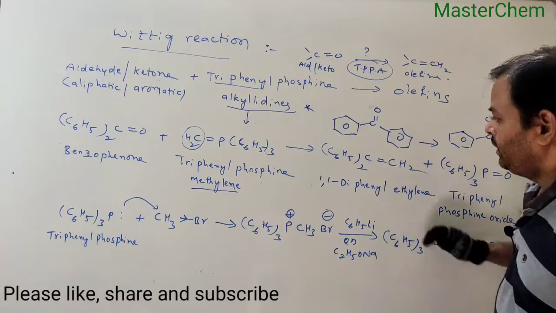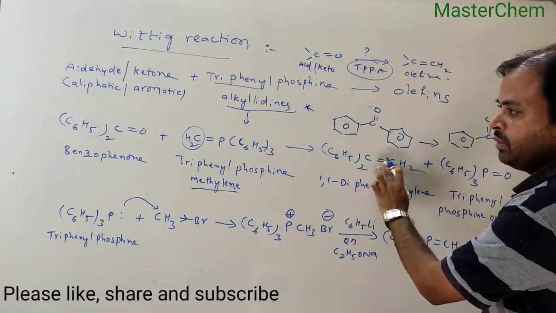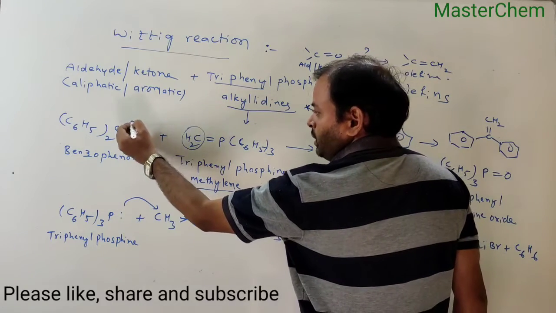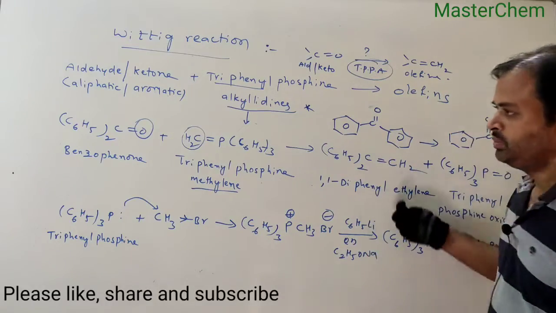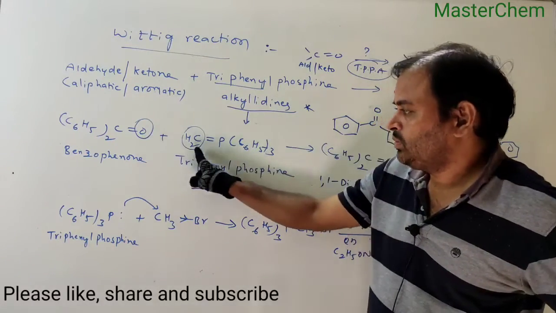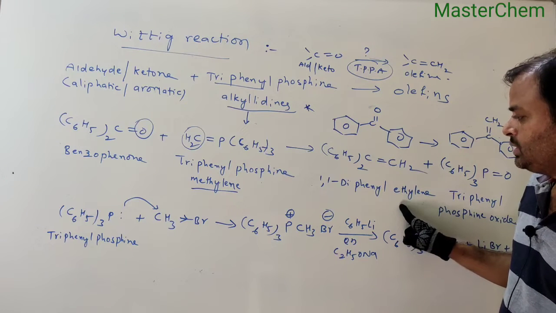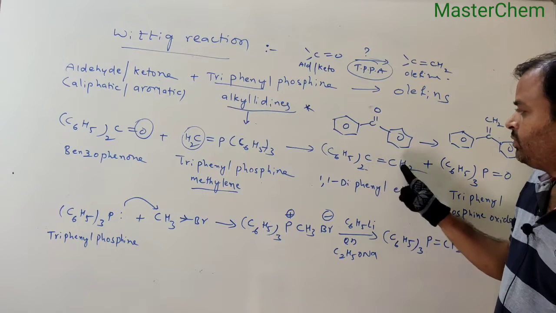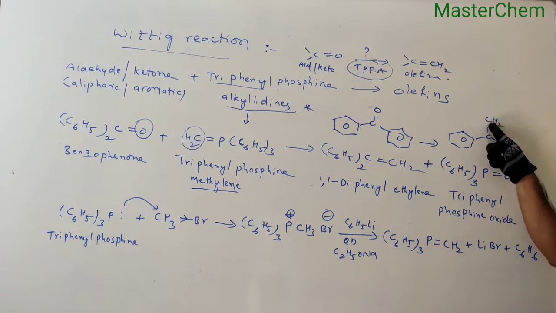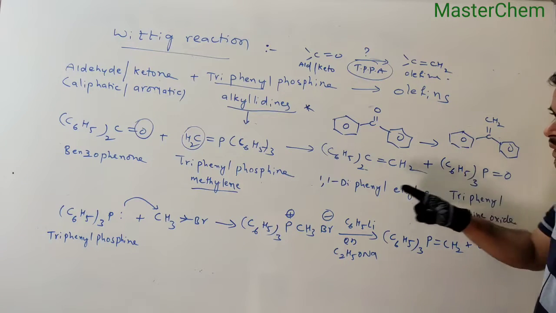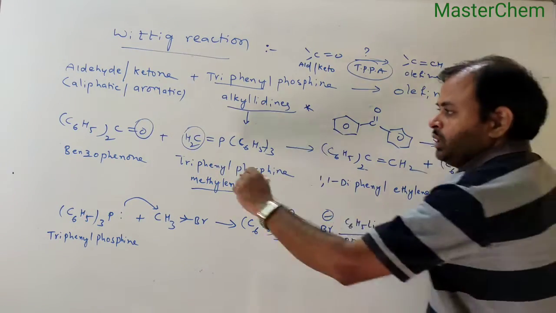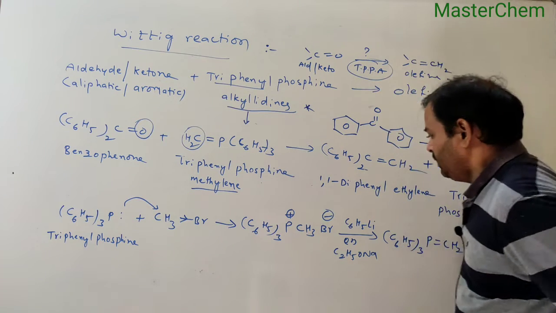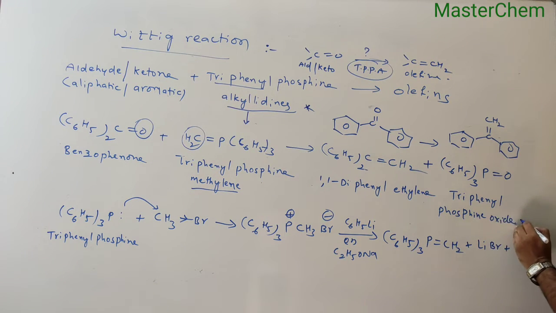So what happened here? C6H5 taken twice, C double bond CH2. This C double bond O, the oxygen is replaced with CH2. Just replace this oxygen with CH2. So that gives 1,1-diphenyl ethylene plus the remaining C6H5 taken thrice, P double bond O. Just replace oxygen with CH2. This is triphenyl phosphine oxide.